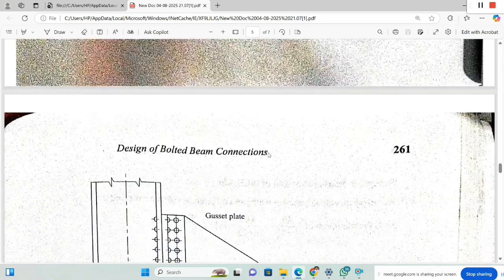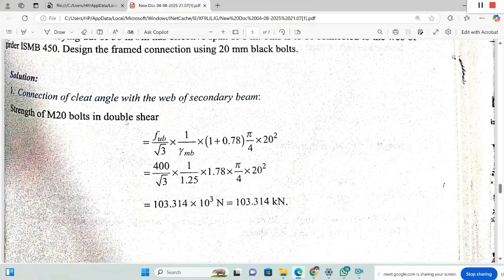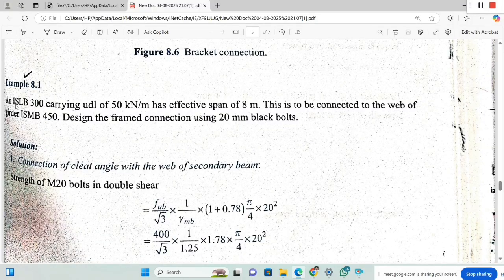So we'll consider one problem. Here an ISLB 300 carrying 50 kN per meter has an effective span of 8 meters. This is to be connected to the web of the girder ISMB 450. Design the framed connection using 20 mm black bolts. So here ISLB means Indian Standard Light Beam, and 300 mm is the depth of the beam. It is having a UDL of 50 kN per meter and a span of 8 meters.